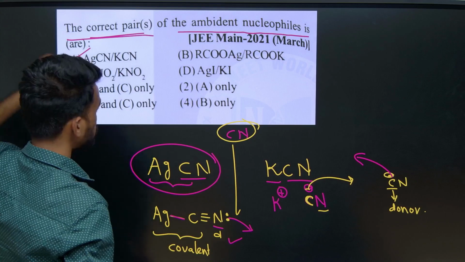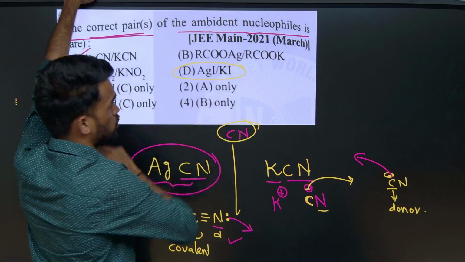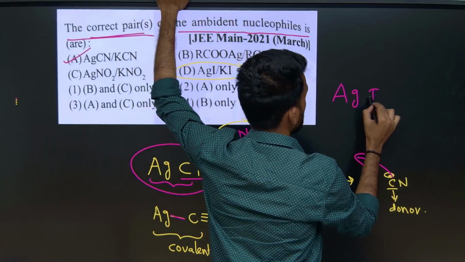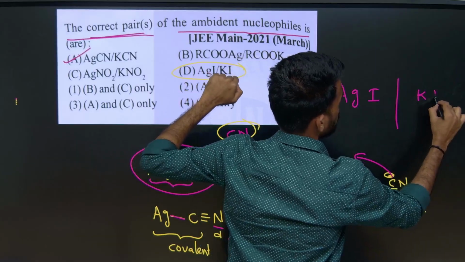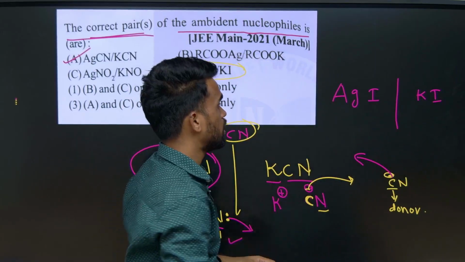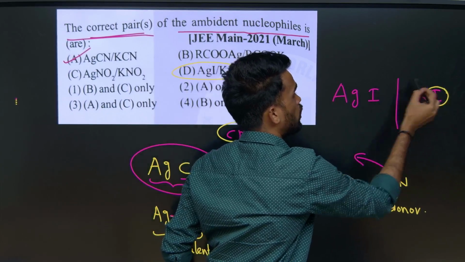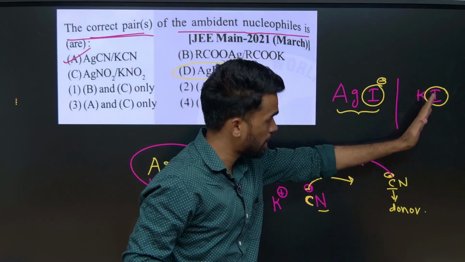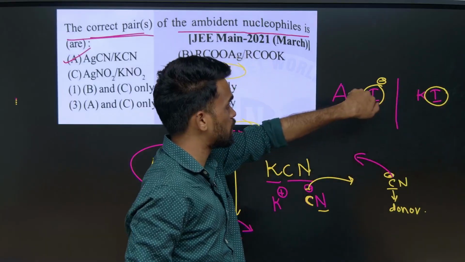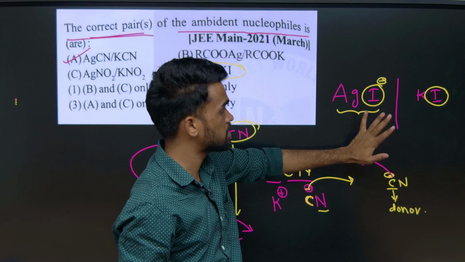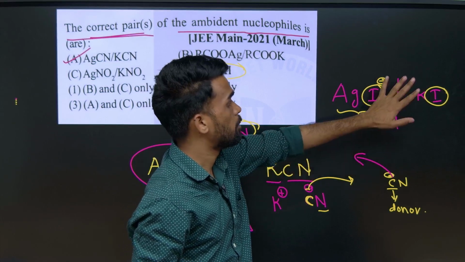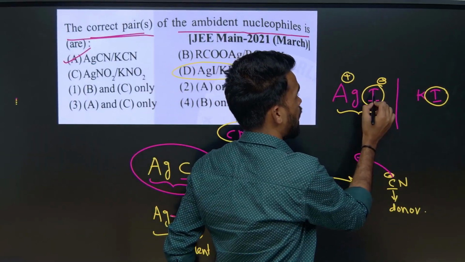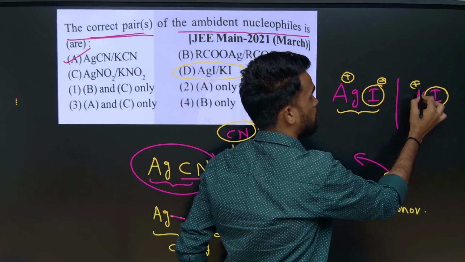When it comes to AgI and KI, let us go to option D for more clarity. So here AgI is there, here KI is there. Whatever is present over here, the negative charge must be on iodine only in both cases. AgI has more covalent nature, we know that, while KI is ionic. But if we want to separate them, we will be separating Ag plus and I minus, and K plus and I minus.